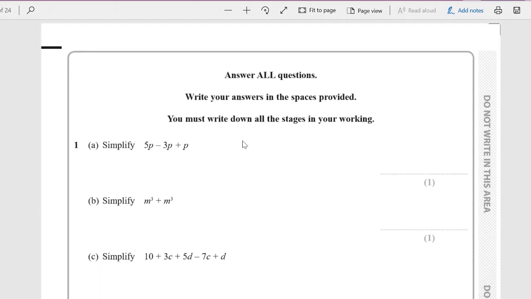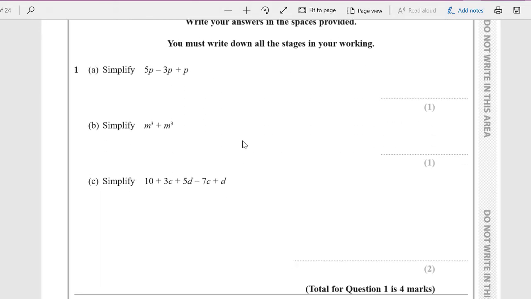Let's begin. The first question says 5p minus 3p plus p. We're asked to simplify. If we're thinking about BIDMAS, then we would deal with addition first. So 5p minus 2p, and then that will give us 3p.